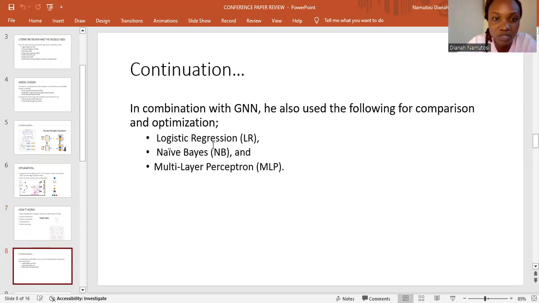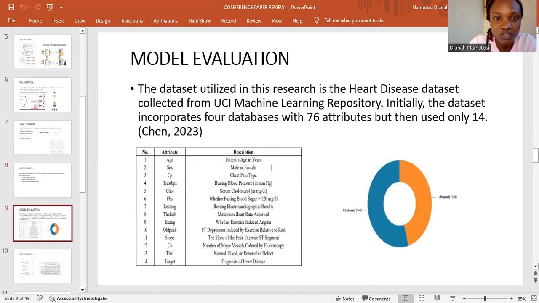He also used other traditional machine learning models: logistic regression, naive Bayes, and multi-layer perceptron, possibly to compare with the results from the GNN models. For the model evaluation, he used a data set from UCI, which has 76 attributes but he used only 14, and the 14th is the target.